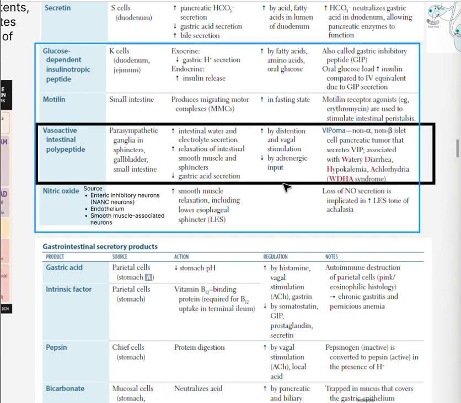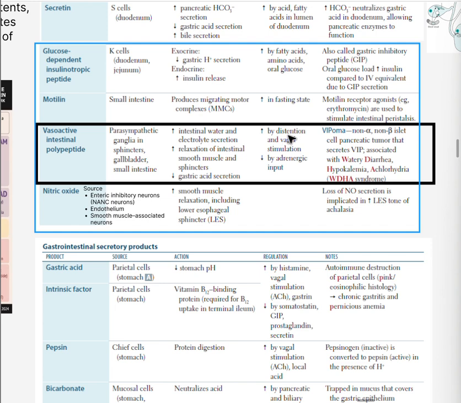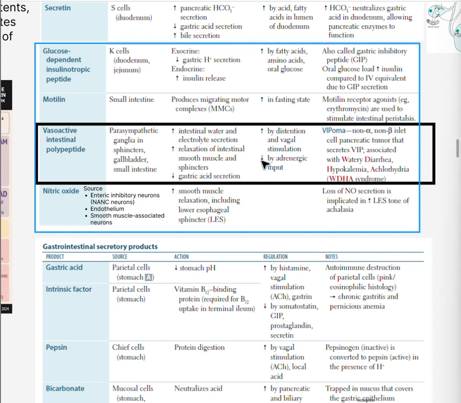Now, how is it regulated? We told you it's regulated mainly by neural mechanisms. The stimulators are parasympathetic activity, intestinal distension, and enteric reflexes. Inhibitors would be somatostatin and decreased adrenergic input. Somatostatin suppresses many GI hormones, including VIP. Now, VIPoma, this non-alpha, non-beta cell pancreatic tumor, is basically a rare pancreatic neuroendocrine tumor that secretes excessive VIP.